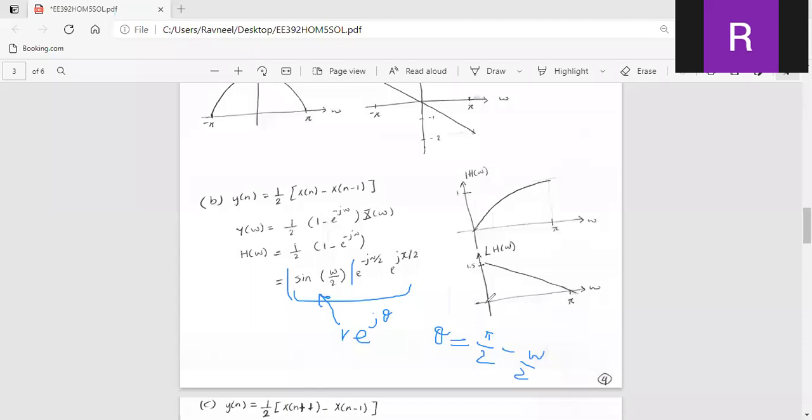And when omega is equal to 0, this term turns into 0. So we are just left with pi upon 2. So this is the pi upon 2 value, right? And this is the shape that we are going to get if we plot this particular part, right?